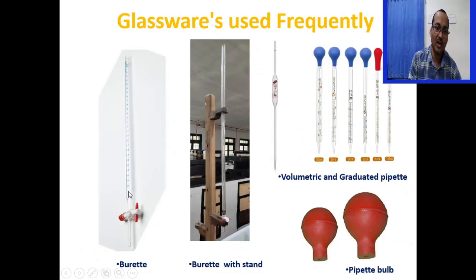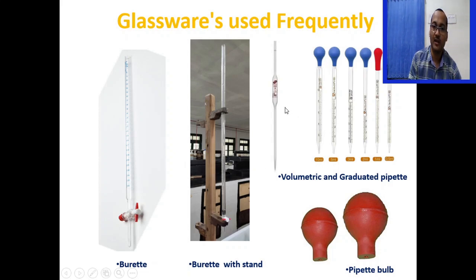So this instrument is called a burette. Here you can take a maximum of 50 ml, from 0 to 50 ml. It is marked and it is fixed here in a stand that is called a burette stand, wooden. So nowadays lots of modern stands are coming.